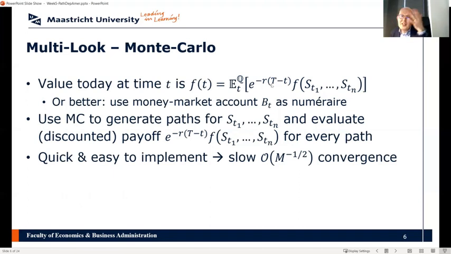You need to discount this, or you need to divide by the numeraire. And then you repeat this 1,000 or 10,000 times and take the average of all these payoffs.